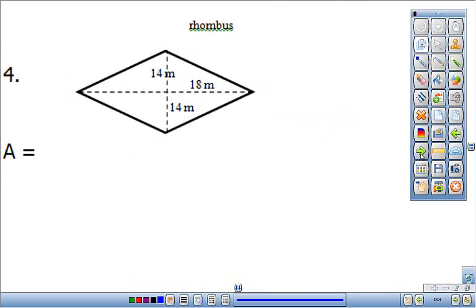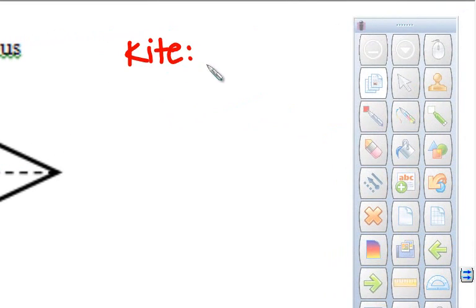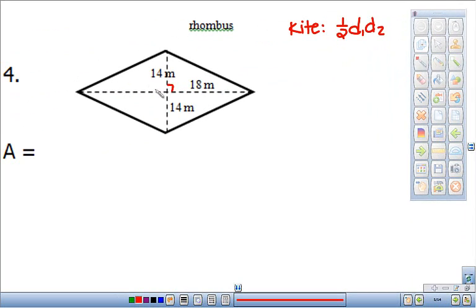Alright, in this one you have a rhombus, which is the same formula as a kite. Okay, remember we said a kite was 1/2 diagonal 1 times diagonal 2. Okay, rhombus is the same formula. Okay, now that makes a 90-degree angle when the diagonals of a rhombus intersect, just like in a kite. And that's why we're multiplying the diagonals, because that's where our 90-degree angle is, like base and height in the other ones.